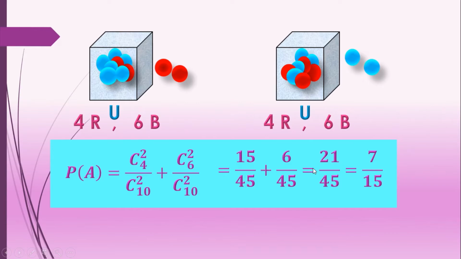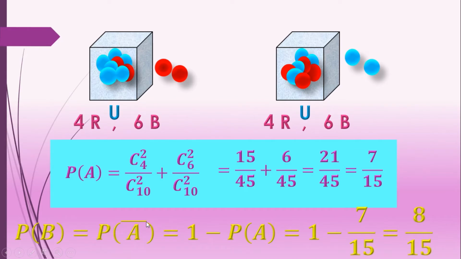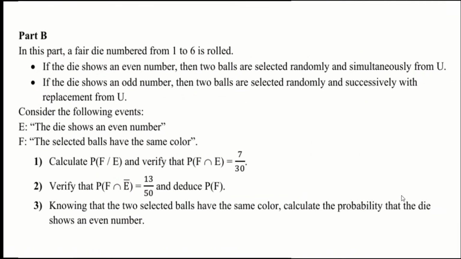Now let's deduce together the probability of the event B. The event B says the 2 selected balls should have different colors. So we can say that P of B is equal P of A bar. Isn't it 1 minus P of A? So it's 1 minus 7 over 15 is equal to 8 over 15.